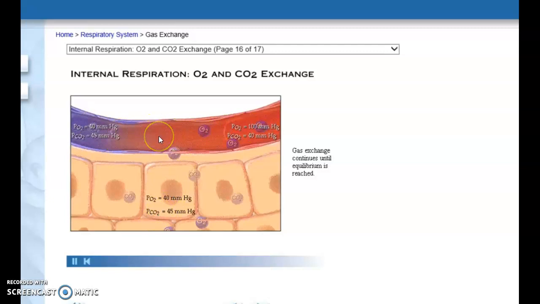Because you're going to see test questions, it's going to say, where does this occur? Oxygen loading. Where does this occur? Carbon dioxide unloading. And it's always referring to the blood. So here, oxygen is unloading from the blood in the tissues and in internal respiration. Carbon dioxide is loading into the blood in internal respiration at the tissues.